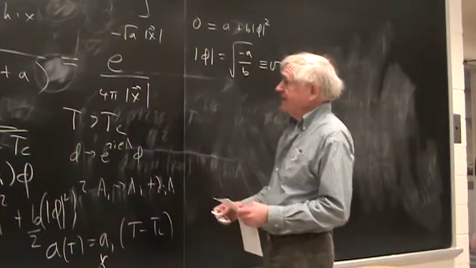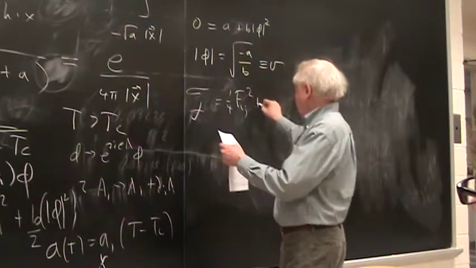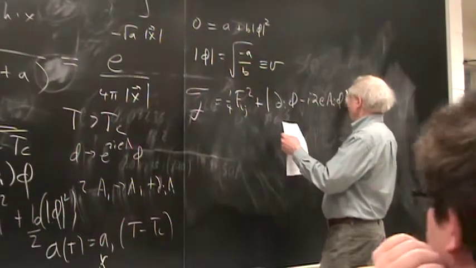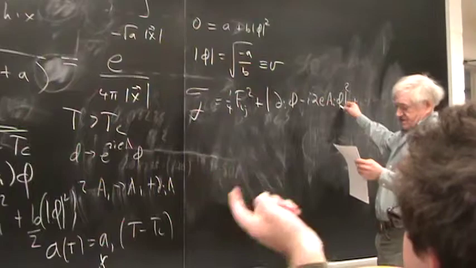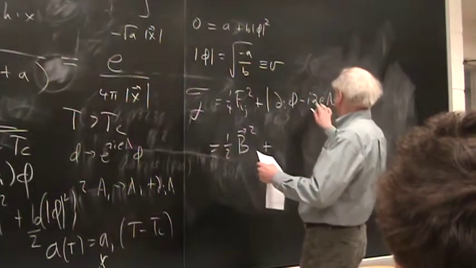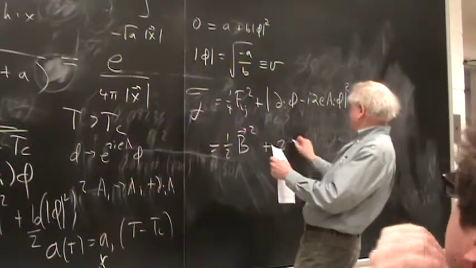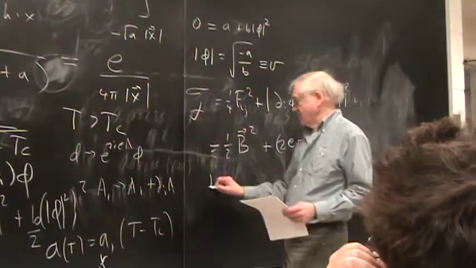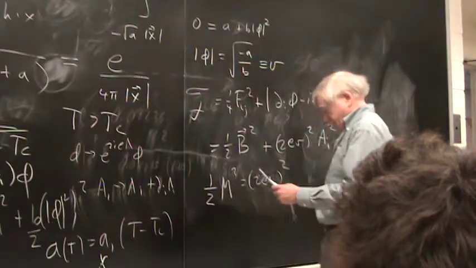And in that case, what does the free energy look like? Well, it's going to be a quarter F_ij squared, but now it's going to be the absolute value of (d_i phi minus i 2e A_i phi) squared plus the stuff we're going to ignore. But phi is the mean value in the vacuum, so what is this? This is a half b squared plus 2e, this is going to have the value of v. So this is 2e v squared times A_i squared. So that means that the photon acquired a mass, 1/2 m squared is 2e v squared.